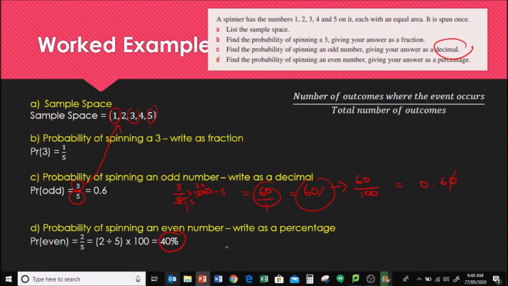Now, if you didn't want to use your calculator, you could do the same thing I've done in part C. You could do 2 over 5 times 100, because percentages are out of 100. You could simplify diagonally, so 5 divided by 5 on both sides to get rid of the 5 in the denominator. So 5 divided by 5 is 1, 100 divided by 5 is 20, and now we've got 40%, because 40% is 40 over 100. And when we do this, that makes it over 100.